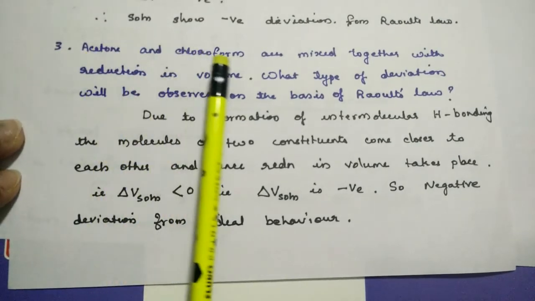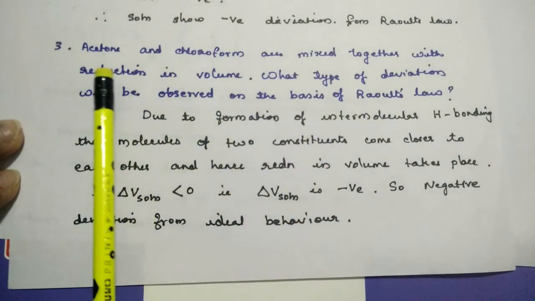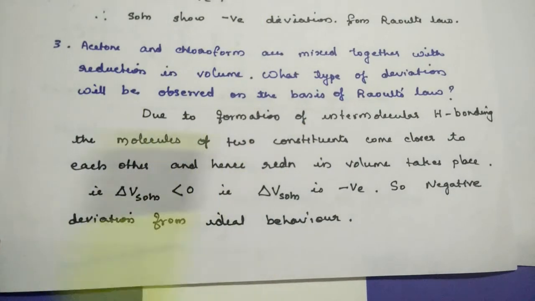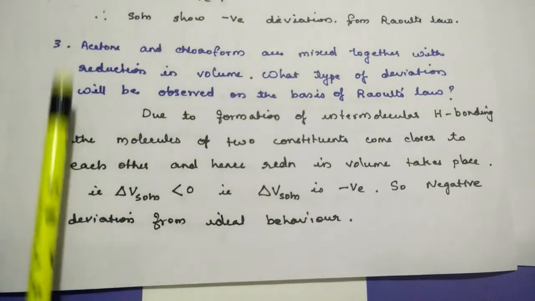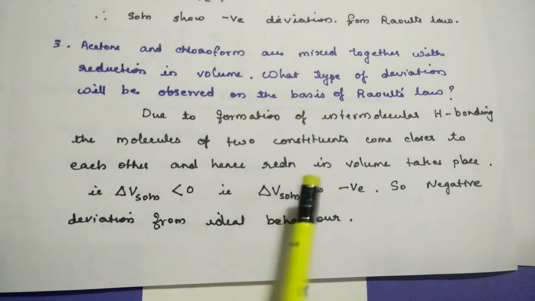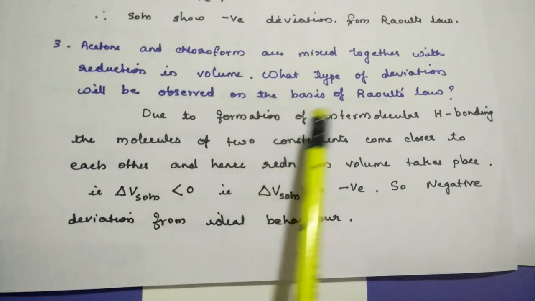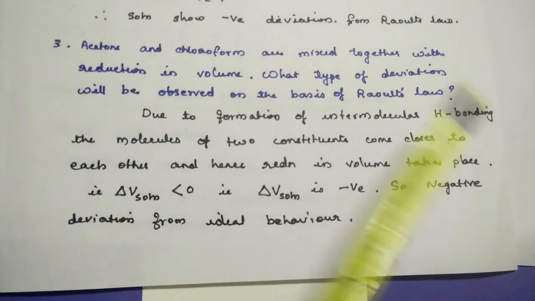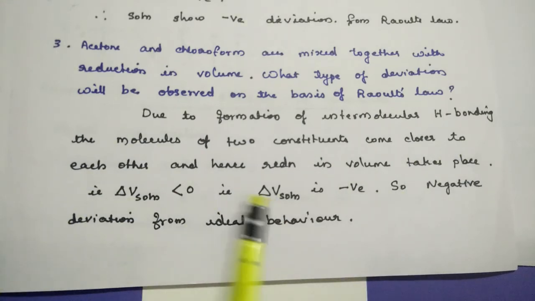Third one, acetone and chloroform are mixed together with a reduction in volume. Volume gets reduced. That means negative deviation. What type of deviation will be observed on the basis of Raoult's law? Negative deviation itself. Due to formation of intermolecular hydrogen bonding, the molecules of the two constituents come closer to each other and hence reduction in volume takes place. That is, delta V of solution is negative. So negative deviation is showing.